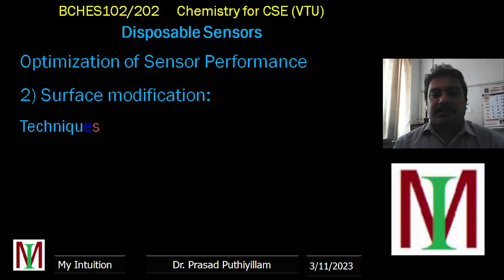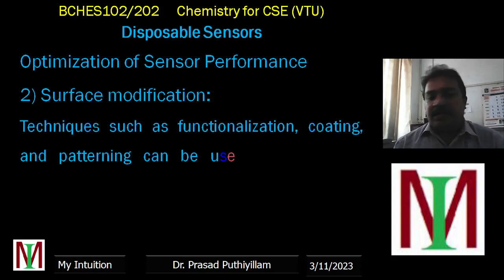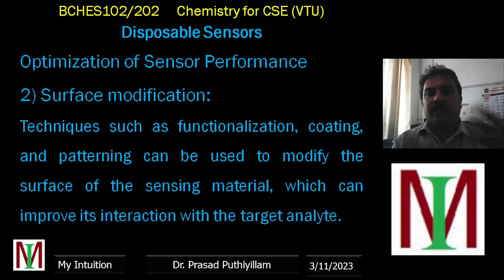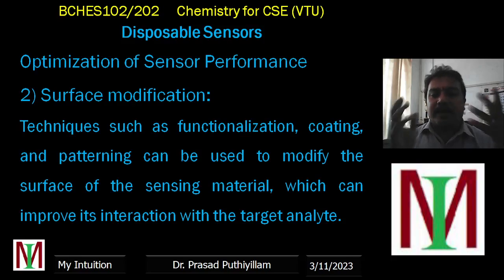Surface modifications, such as functionalization. Functionalization means adding some functional groups. In chemistry, there are so many functional groups that we studied, which can be used for a particular application, or we are having a particular coating or any patterning on the surface or on the substrate. The sensing material, how we pattern it, all these come under the surface modification.